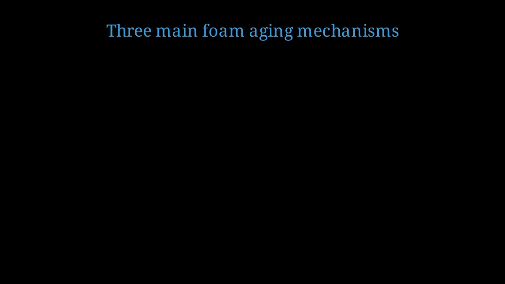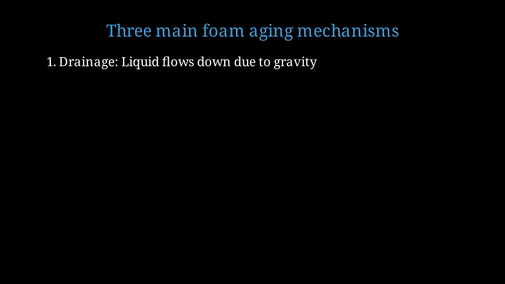There are 3 main mechanisms by which foams age and eventually collapse. First is drainage. Gravity pulls liquid downward through the Plateau borders. This causes films to become thinner at the top of the foam.